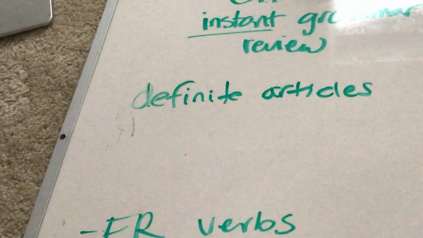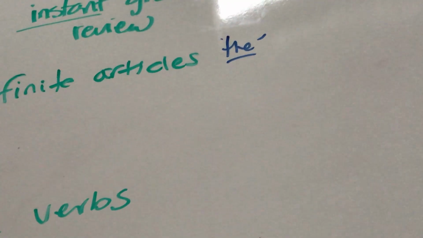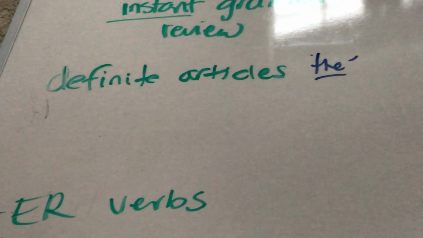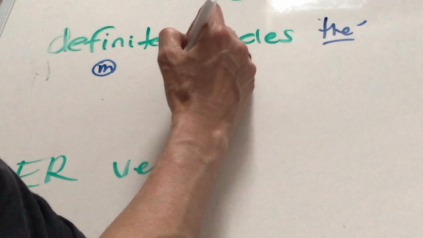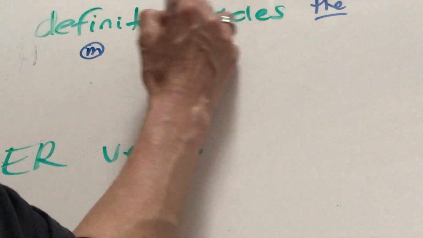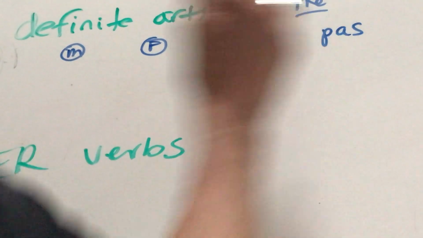So we've already seen indefinite articles. Definite articles are just the equivalent of the. And anytime you want to express the, you'll use a definite article. Again, if you think in terms of how you know your nouns, we have masculine nouns, we have feminine nouns, we have plural nouns, and then we have negative statements.